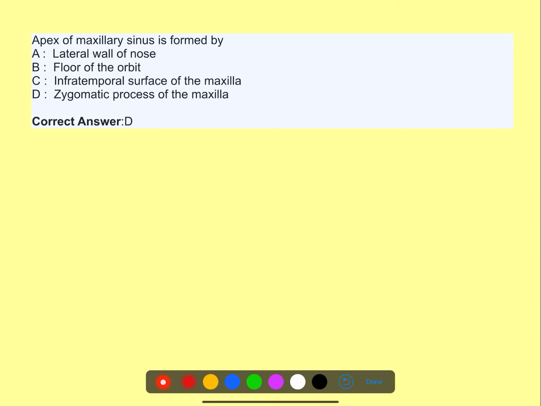Apex of maxillary sinus is formed by. This apex is formed by the zygomatic process of maxilla, whereas here you can see the floor of the orbit forms the roof of the maxillary sinus. It forms the roof, whereas the zygomatic process forms the apex.